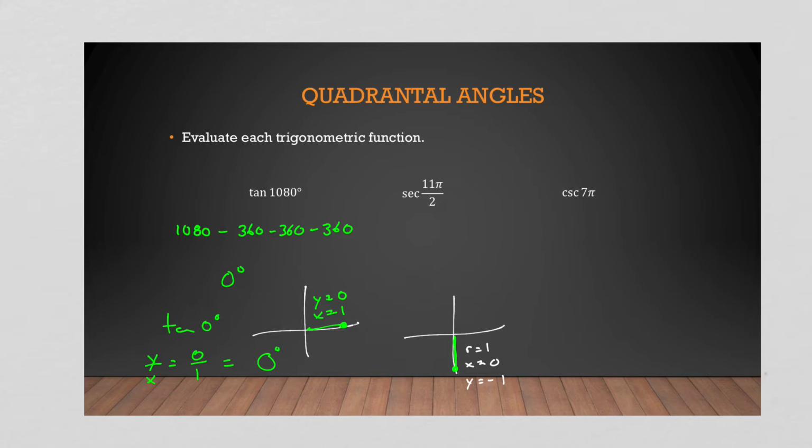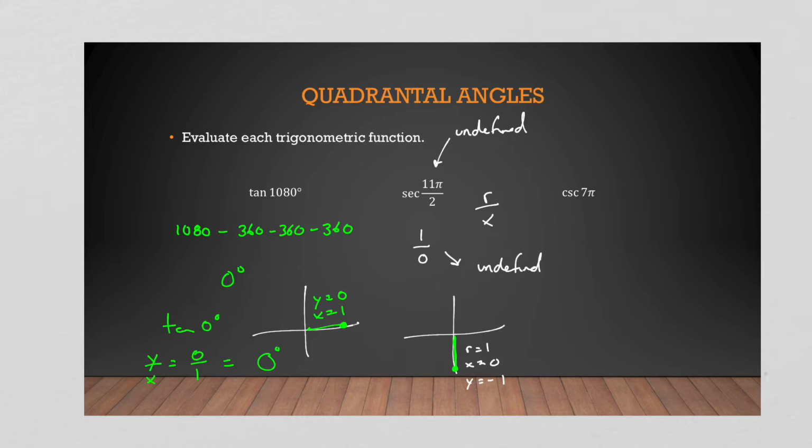Since we're dealing with secant, that is the reciprocal of cos. So we're looking at r over x. So in this case, we have 1 over 0. And we cannot do that, so we get undefined. So secant of 11 pi over 2 is undefined. It all comes back to getting to our coterminal angles, which produce, in this case, one of the quadrantal angles.